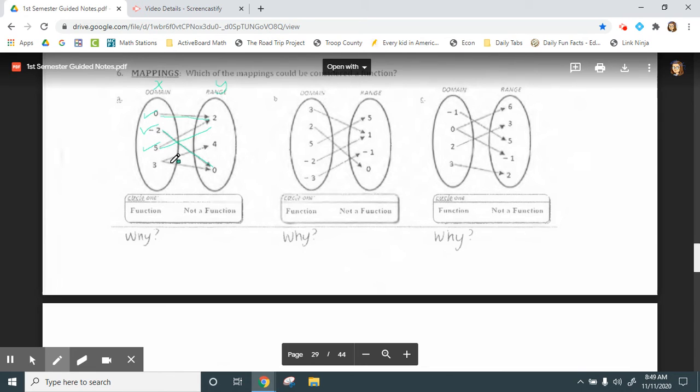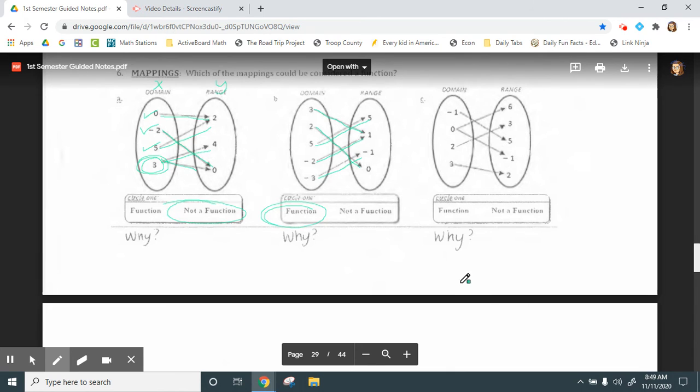Only goes to 1. This 3 goes to 2 different outputs. So that 3 makes it not a function, because the input 3 has 2 outputs. 3 has one output, 2 has one output, 5 has one output, 2 has one output, and -3 only has one output. So this one is a function.